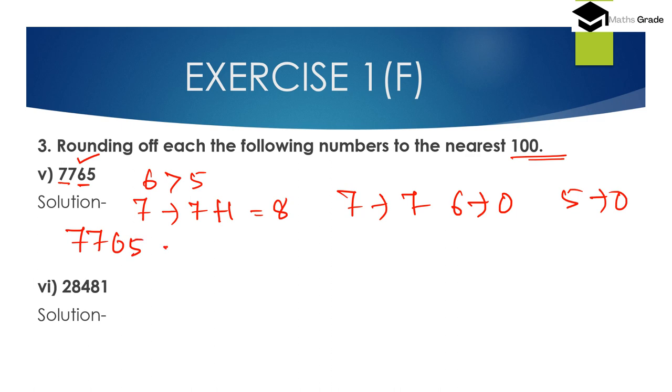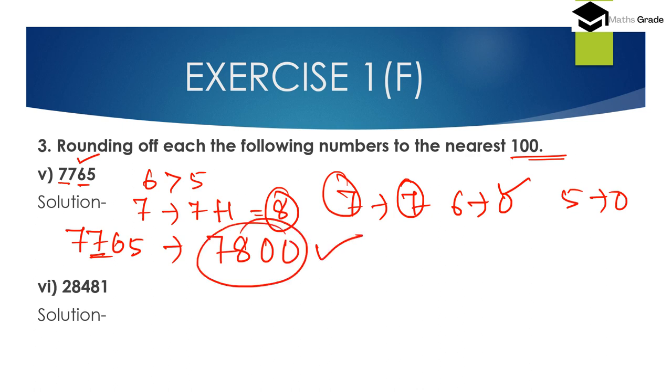Now 7765 rounded up to the nearest 100 will be this 7, this 7 only, this 7 changes to 8, and this 6 changes to 0, and this 5 changes to 0. Now 7765 rounded up to the nearest 100 will be 7800.